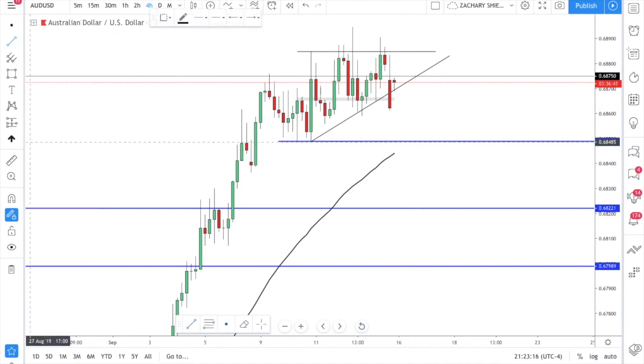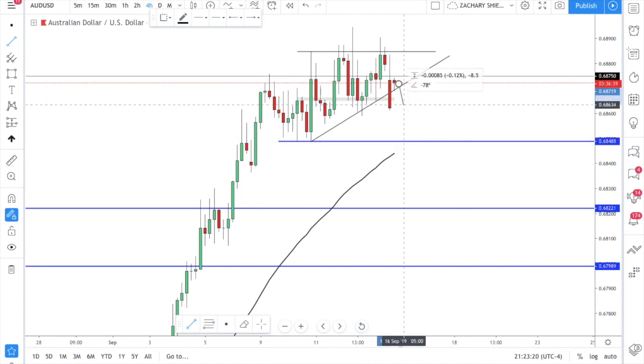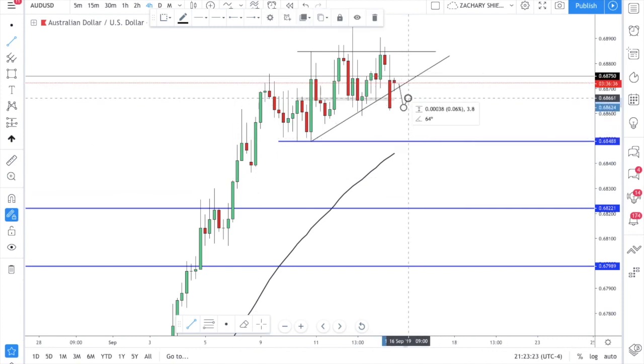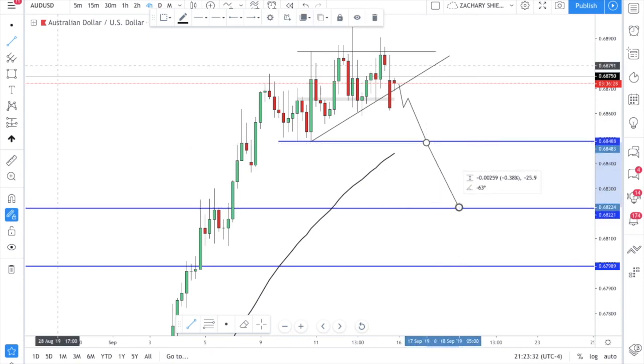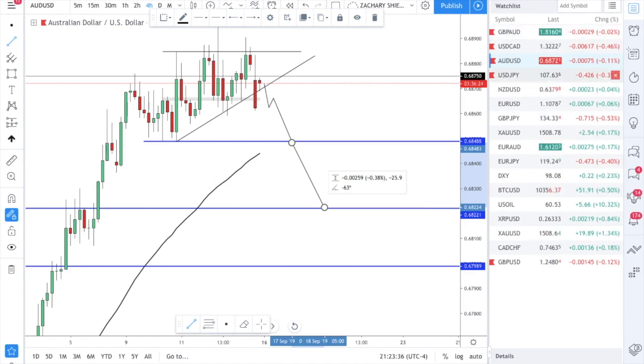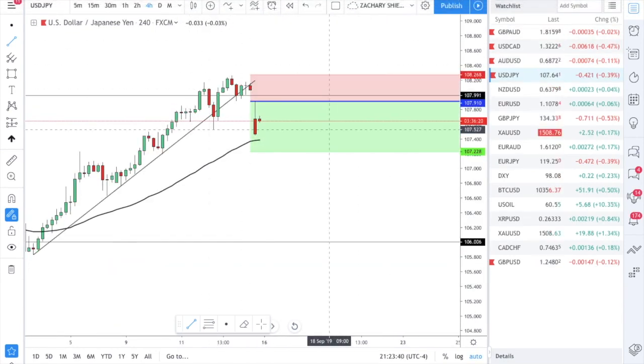So for AUD USD to go short, I need a break of the gray region and a retest. Down here, I'd be taking about 25% of my profits and putting my stop loss at break even, and then trying to let it run to around 0.682. So that's AUD USD, and USD JPY. I see this thing going short, definitely going short.